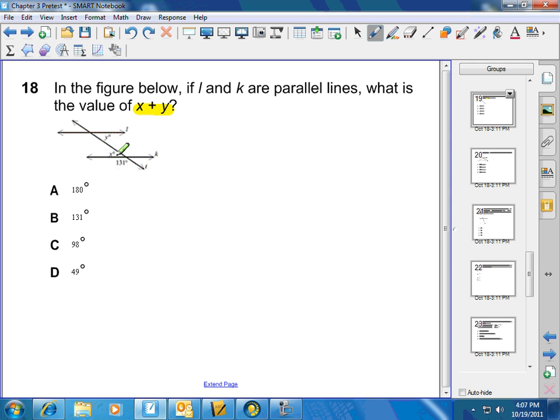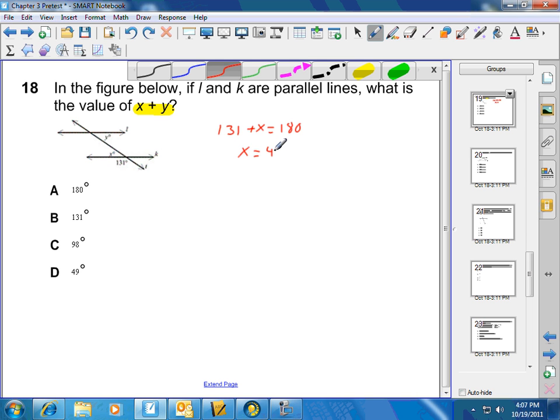And then knowing that L and K are parallel, our alternate interior angle theorem says that x and y are congruent. So if 131 plus x is equal to 180, okay, we've got a straight angle here. These two angles are a linear pair that make up a straight angle. So if I subtract 131 from each side, I get x is equal to 49 degrees.